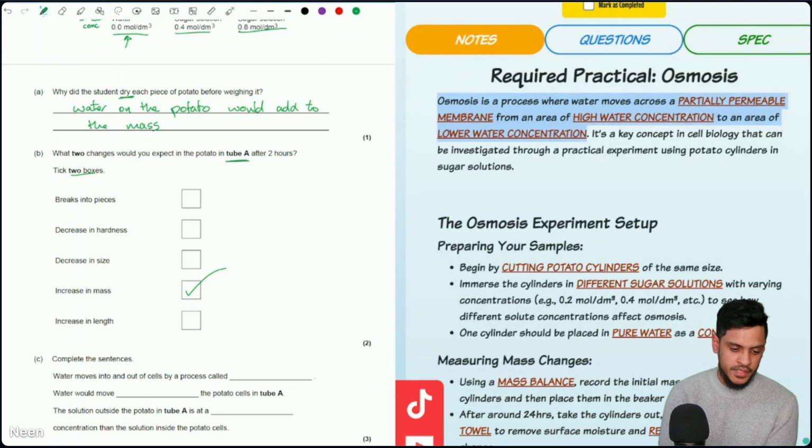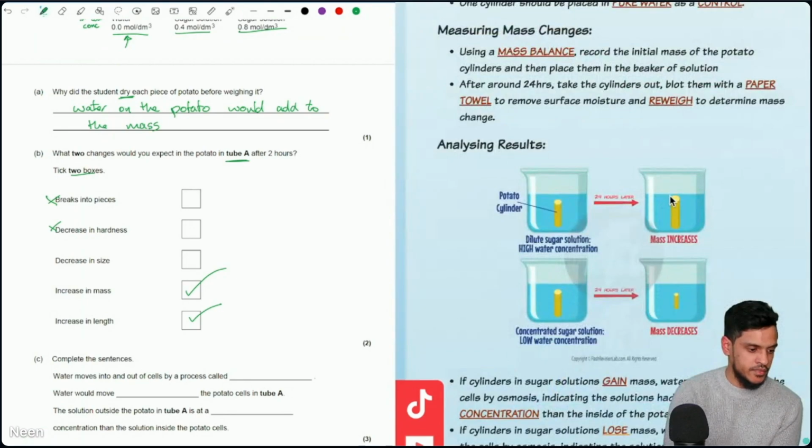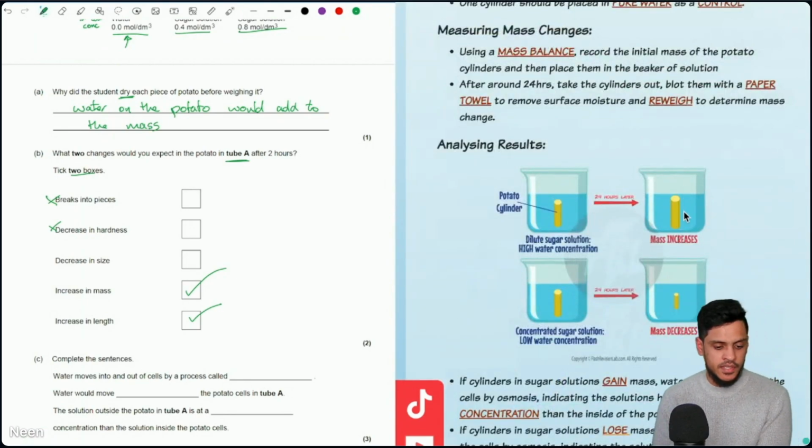So it increases in mass also. Doesn't break into pieces. No, doesn't decrease in hardness. No. It's going to increase in length as well. Increase in mass, they get bigger. So you can see here in the notes as well. The length gets longer and the mass gets heavier. Yeah. Good.